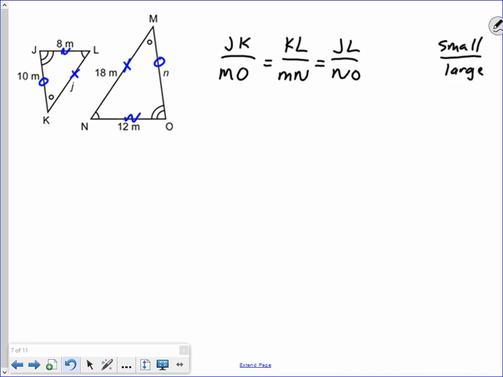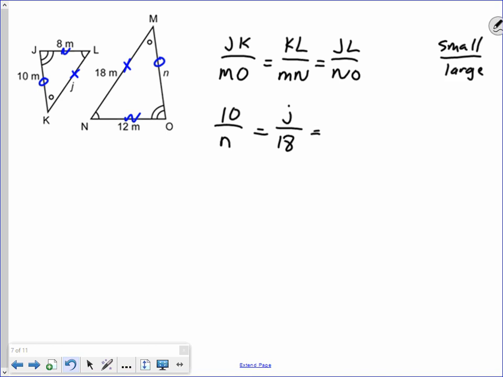Okay, let's put in our given information. JK is 10. MO is, oh, that's one we want to solve for. That's N. KL has a length of, oh, that's J. That's one of the ones we want to solve for. MN is 18 meters.